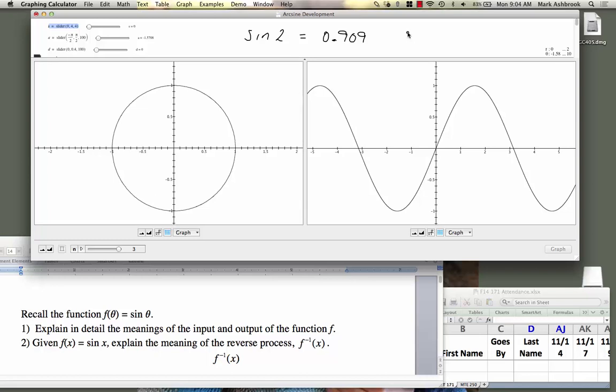Tyler. Okay, angle measure of 2 radians. What point on the circle is that about? Someone tell me, where is the angle measure of 2 radians? Sebastian.